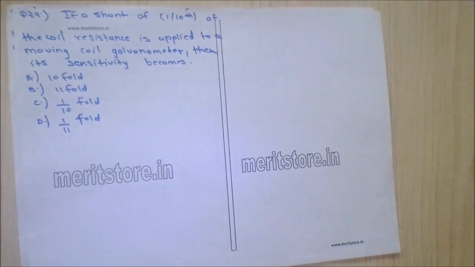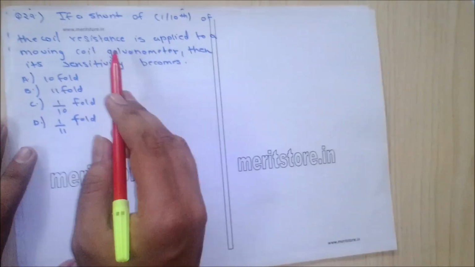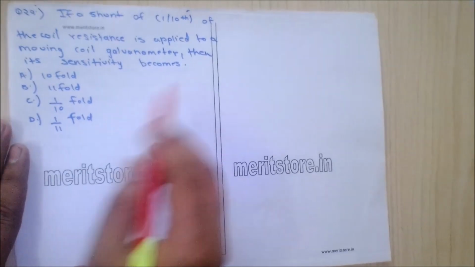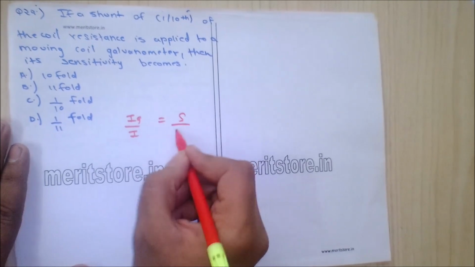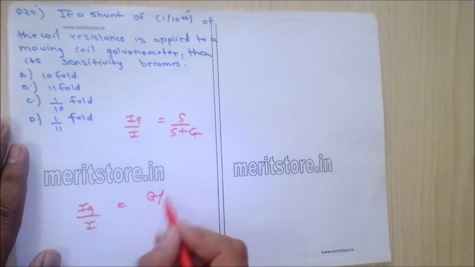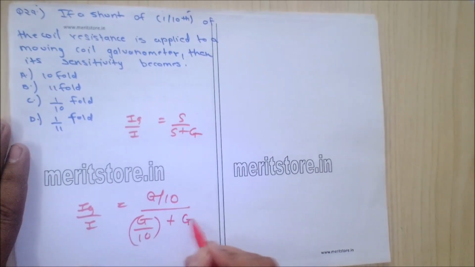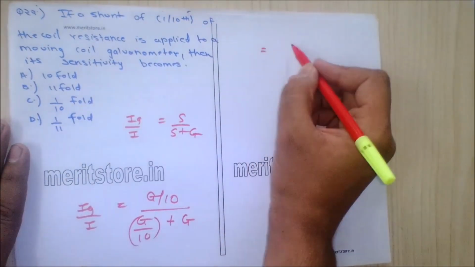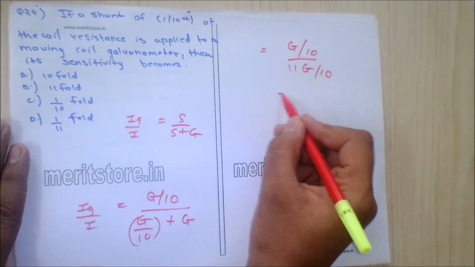Question number 29. If a shunt of 1 by 10th of the coil resistance is applied to a moving coil galvanometer, then the sensitivity becomes. Now we know Ig upon I is equal to S upon S plus G. S is G by 10, so Ig upon I is equal to G by 10 upon G by 10 plus G, as it is 1/10 of the coil resistance, which is G by 10 upon 11G by 10, which gives us 1 by 11.